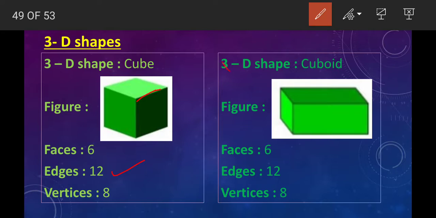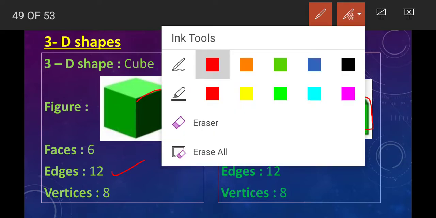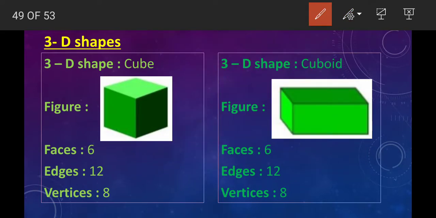So the next shape is the cuboid. Here opposite faces are equal. This face and the face opposite to it are equal, and this one and the one on the right side of it are equal. If we count the number of faces, we will get the same 6. You can count this using any matchbox or geometry box, or your book.